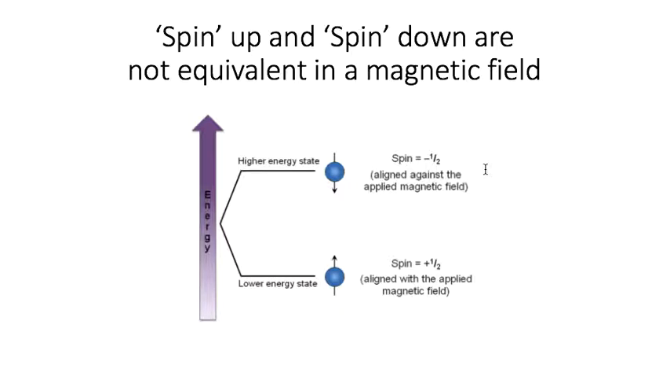So they're not equivalent when it comes into a magnetic field. That's the big deal. They are not equivalent. One of the states, when the magnetic moment of the nucleus is aligned, is more stable, lower energy, than when it is not aligned, when it's anti to the applied magnetic field.